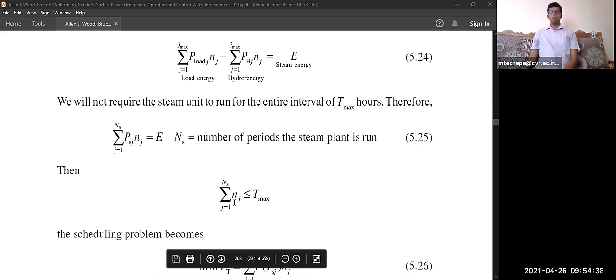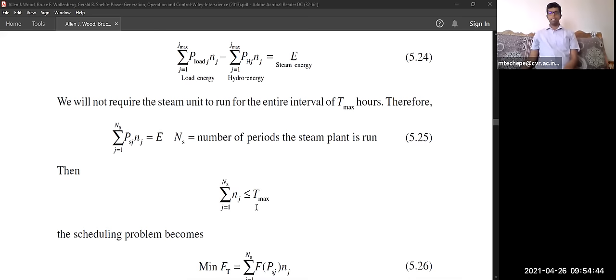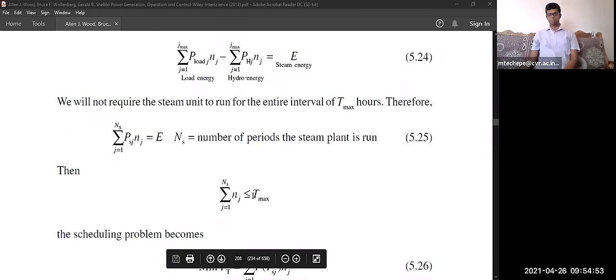That is, the number of periods of time where the steam power plant is operating is less than or equal to T maximum hours, that is, for the entire period of time. Generally it should be less than only.